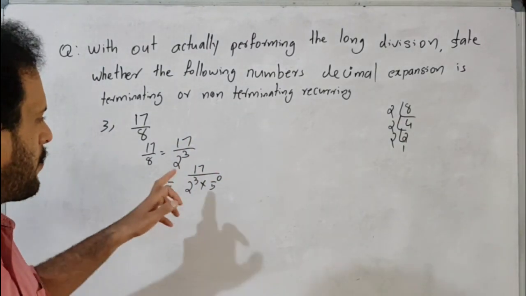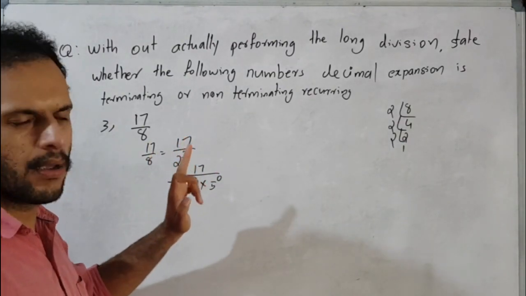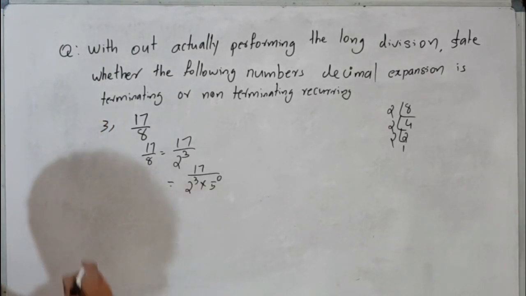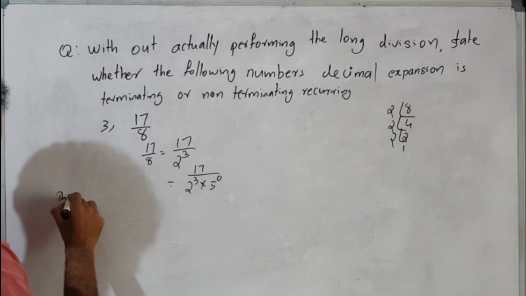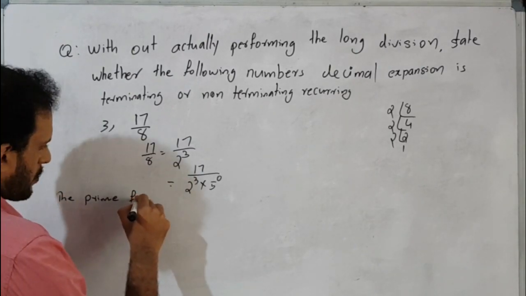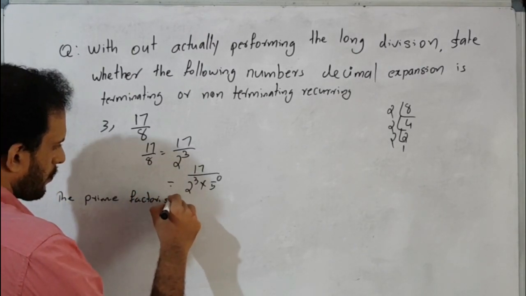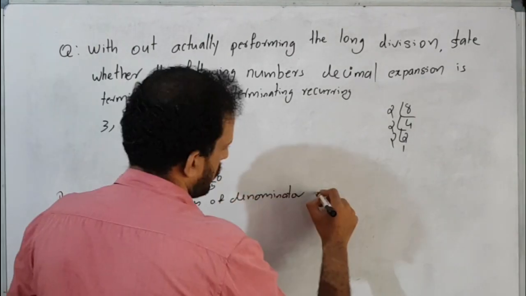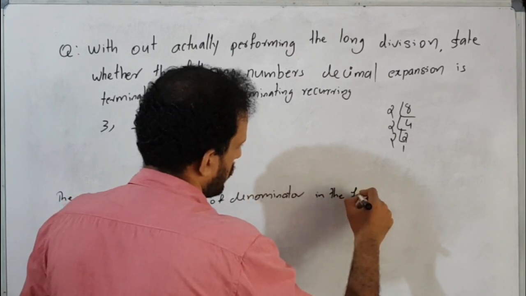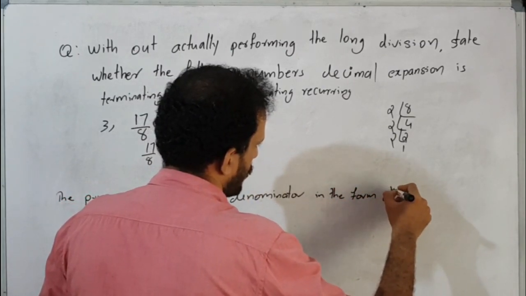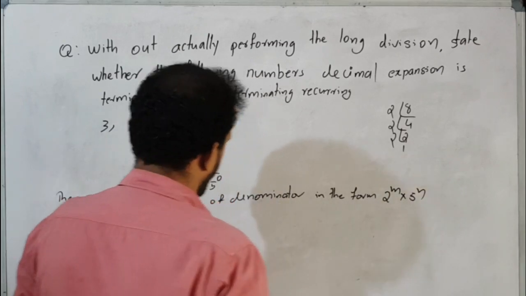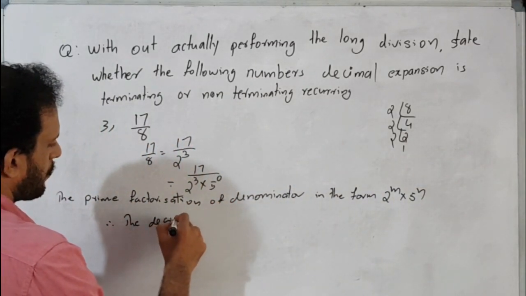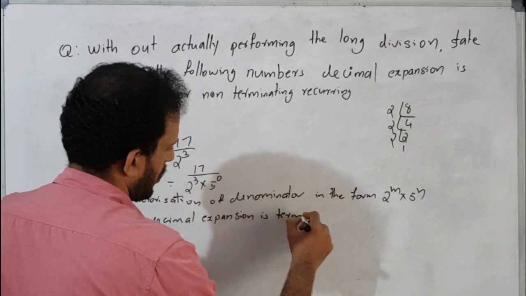In some cases, if you do not have the 2 there, then you just add 2 raised to 0. Then now it is very clear. The prime factorization of the denominator is 2 raised to m into 5 raised to n. Therefore, the decimal expansion is terminating.